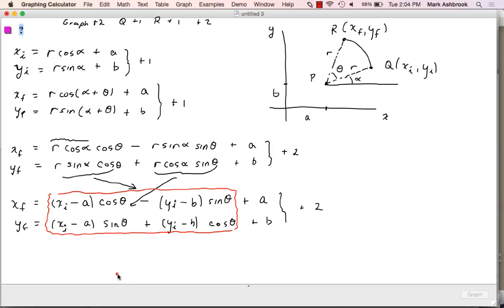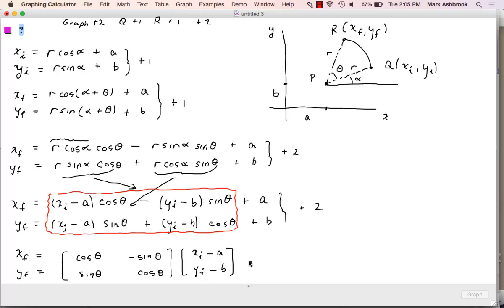So that means that, well, I guess we just still leave it here. For that red part is where the matrix multiplication is, and it's the matrix multiplication of cosine theta, negative sine theta, sine theta, cosine theta. And then the other matrix would be xi minus a, yi minus b. But then that whole thing plus the matrix AB.